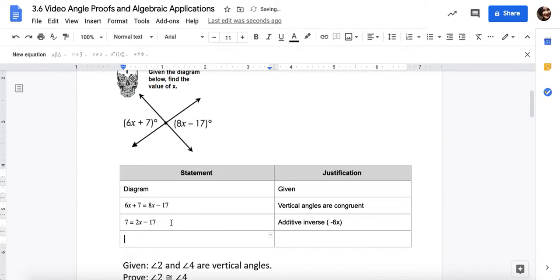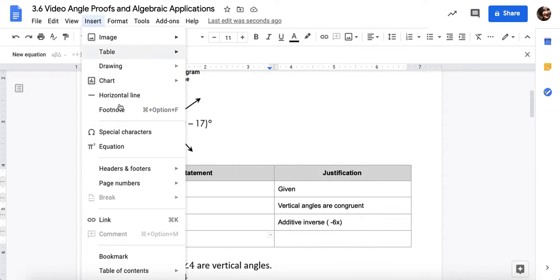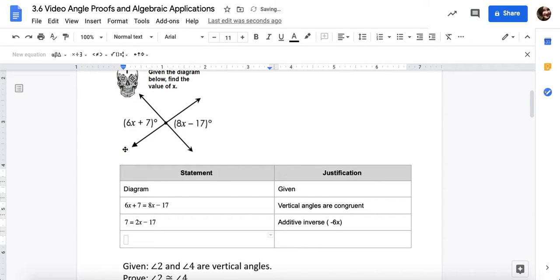Next, we're going to use our additive inverse again because we want to get rid of this minus 17. To cancel out a minus 17, we'll add 17 to each side. 7 plus 17 is going to give us 24. And then this one will end up canceling out, so all that's left on the right side is going to be 2x. That was our additive inverse again, but this time we did plus 17.